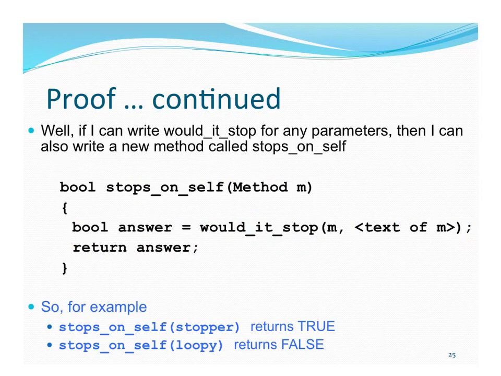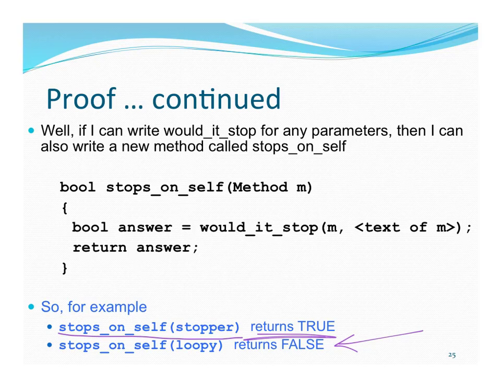In particular, of course, if I run stops on self on that stopper function we talked about earlier, it would return true because stopper always stops, so it's going to stop on itself. On the other hand, stops on self for Loopy is always going to return false because it never stops on itself.